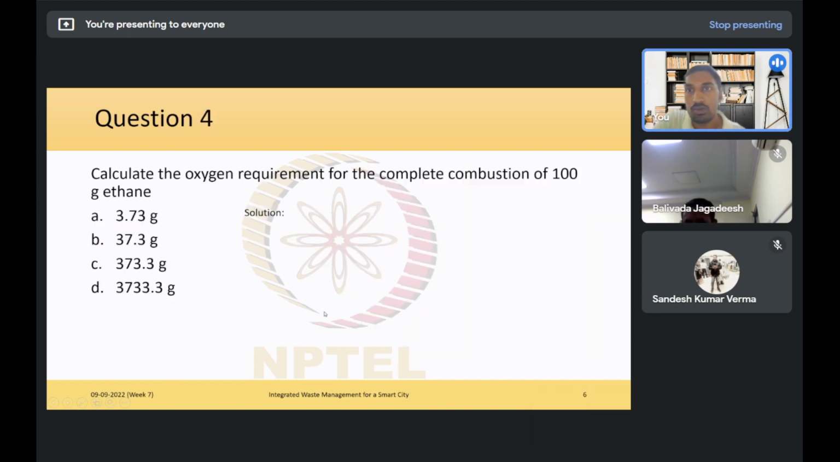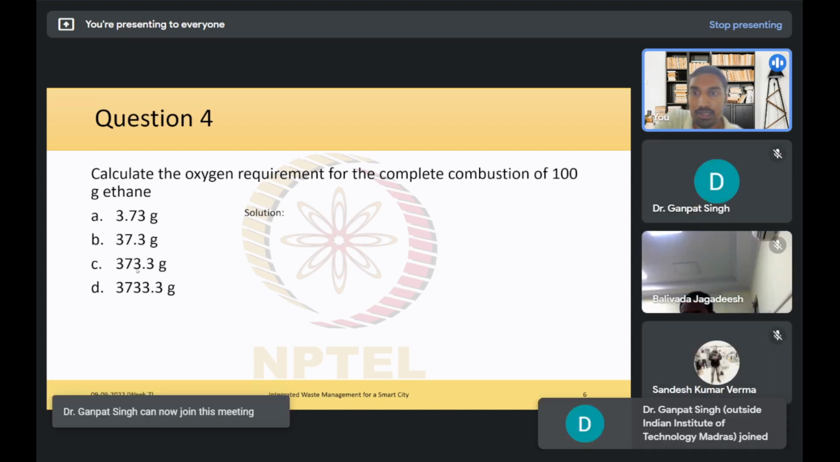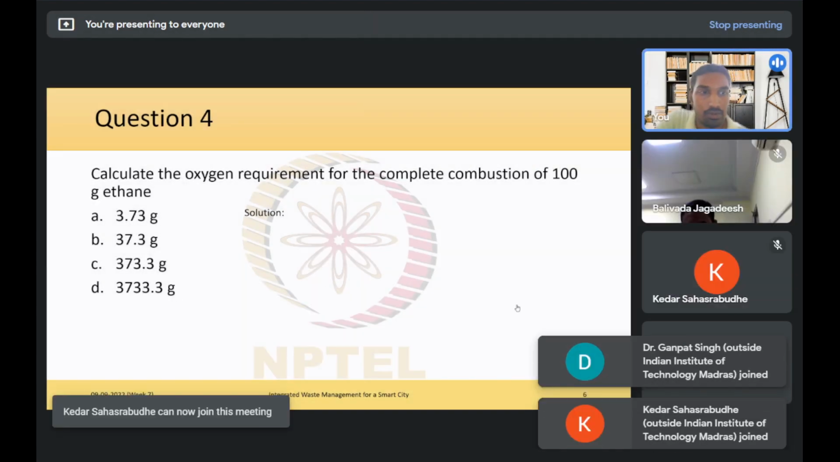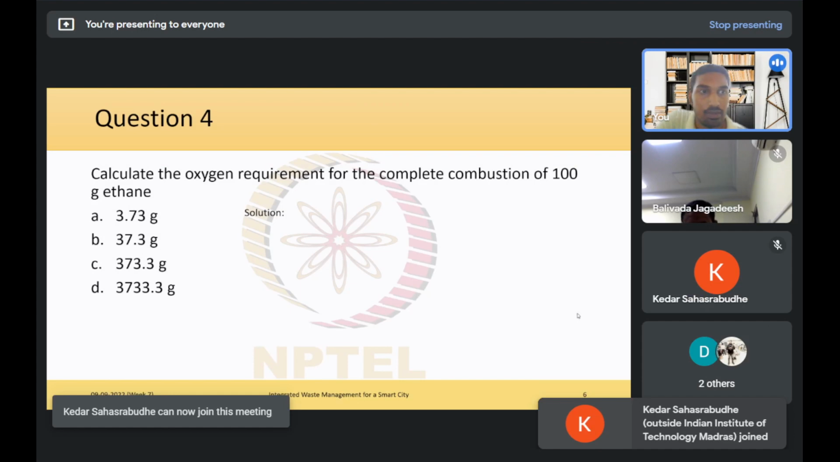Okay, so moving on to question number 4. This is a numerical question. We need to calculate the oxygen requirement for the complete combustion of 100 grams of ethane. The options are 3.73 grams of oxygen, 37.3 grams, 373.3 grams, and 3733.3 grams of oxygen. Again, you can take a couple of minutes to solve this and answer in the poll.